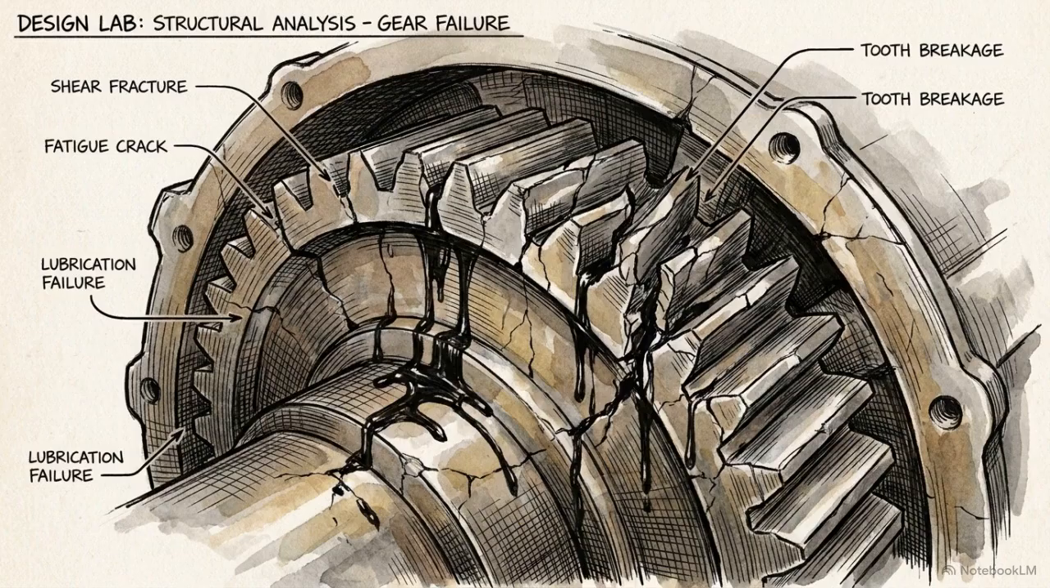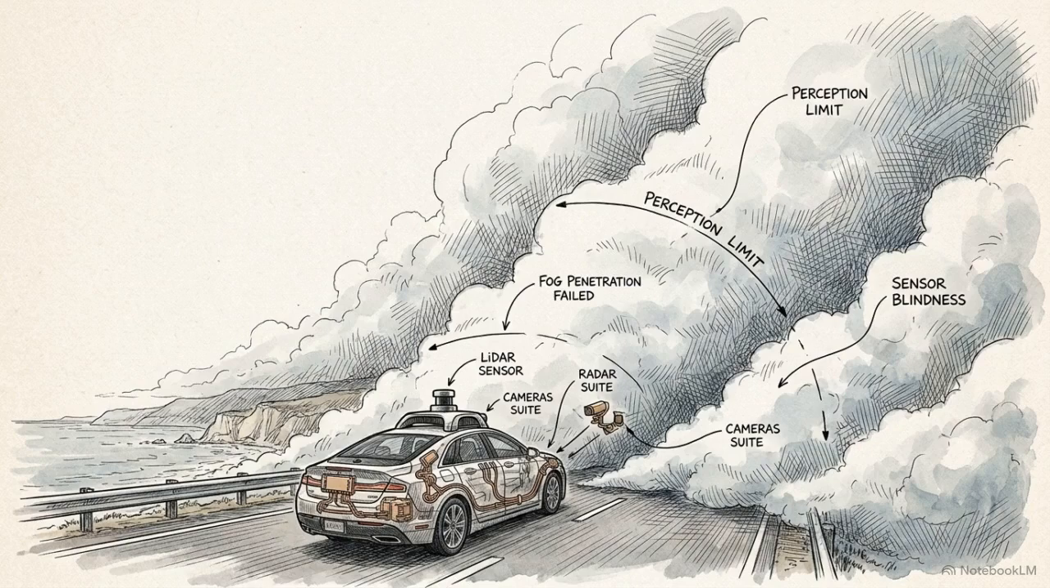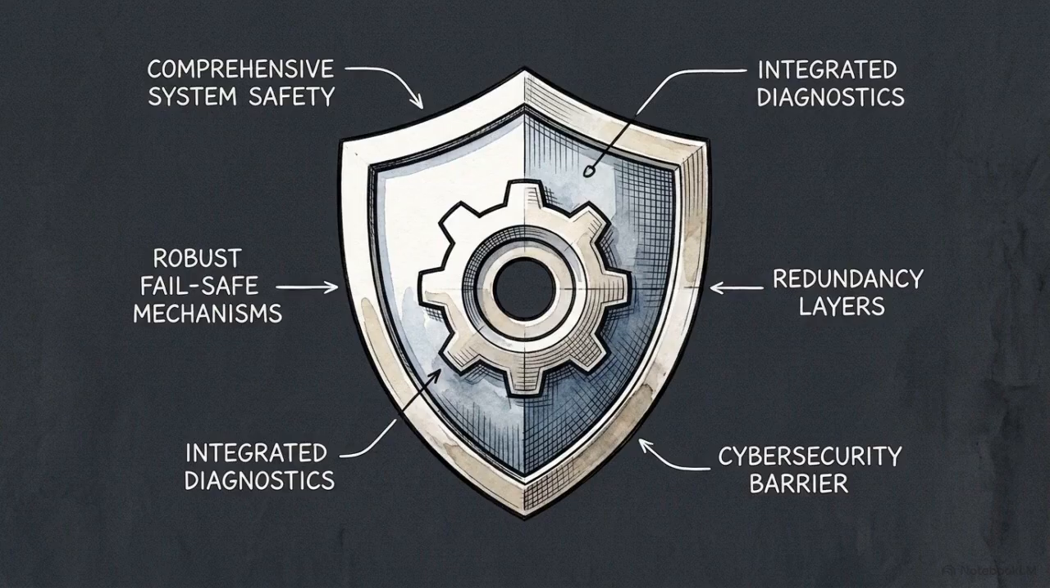Traditional functional safety, or ISO 26262, solves for components that break. But this hazard is different. The system did not fail. It encountered an environmental limit it was never designed to handle. This is the domain of ISO 21448, SOTIF, the safety of the intended functionality.